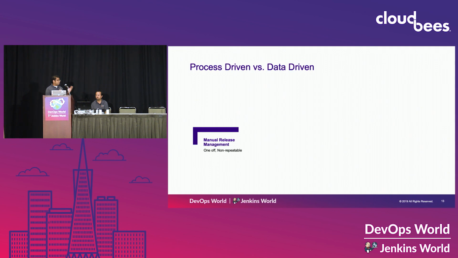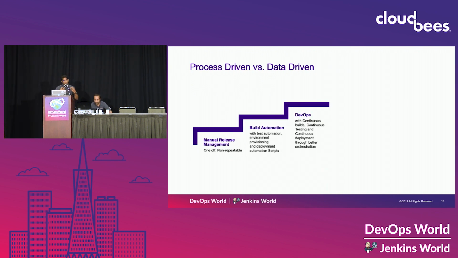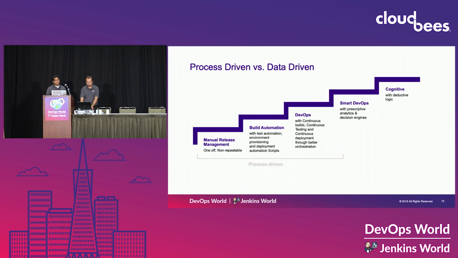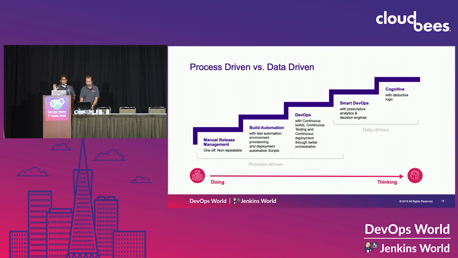So let's put it in perspective, right? We started long back with manual release management, but where are we really heading? We started doing build automation. We went into DevOps. We are all at the stage where we are doing DevOps. What we are talking about here is actually going towards a smart DevOps, and in the future looking at more of a cognitive nature, where we can start creating deduced logic and producing things that can help you make things smarter.